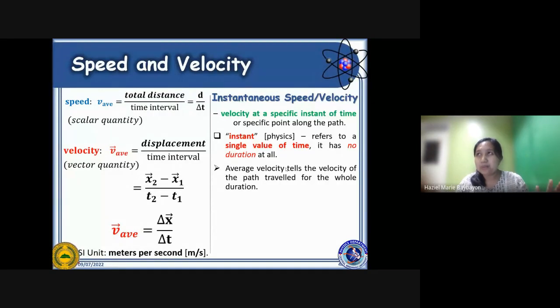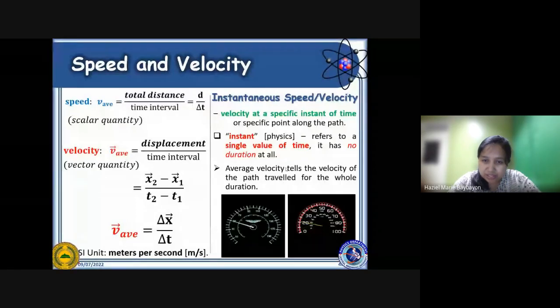Okay? So, say for example, if you take the average, you look at the change in position within this hour. That is a big time interval, so it can be called average velocity. Okay? Did you get the difference, class? So, this is an example of a speedometer. What the speedometer measures is the instantaneous speed.